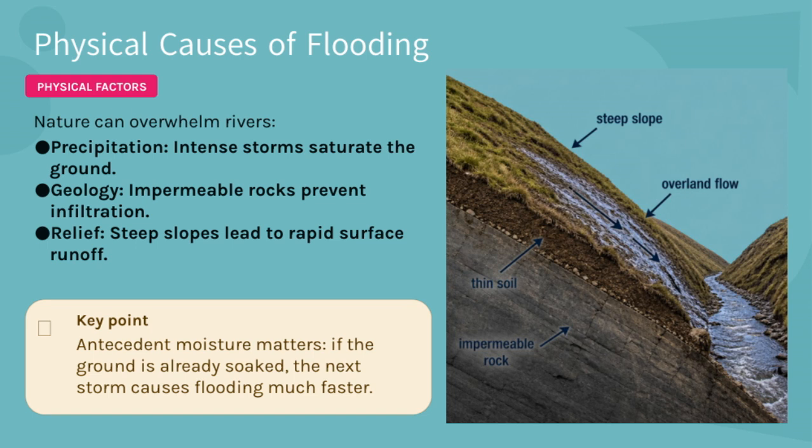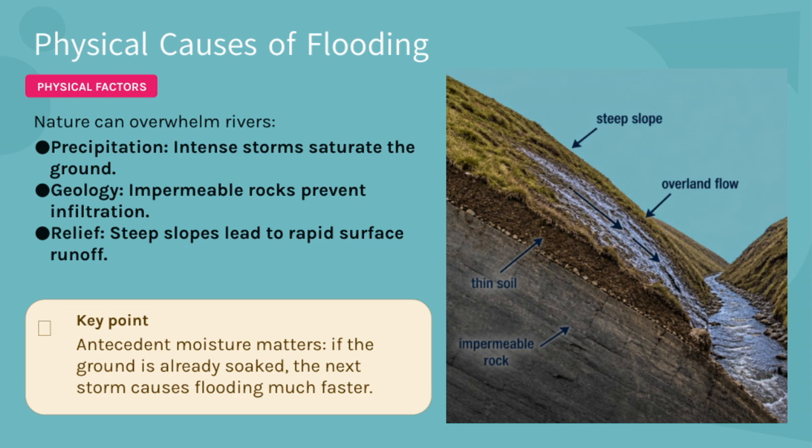The first physical cause is precipitation. Heavy or prolonged rainfall can increase the amount of water entering a river. If rain falls faster than the ground can absorb it, surface runoff increases and more water quickly reaches the river. Intense storms are especially dangerous because they can overwhelm drainage systems and river channels in a short period of time.